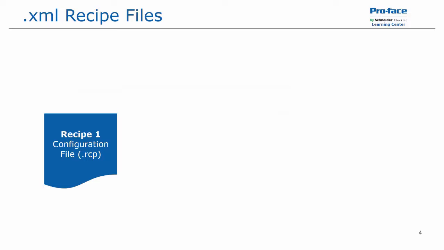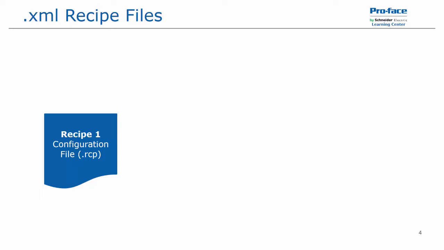We'll first look at XML recipe files. The XML file stores the data in an easy-to-read XML format that can be processed by other programs or viewed in a web browser. The tag names are saved with the tag values, however, so the values can only be loaded back into the same tags.